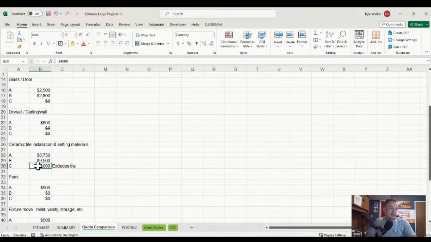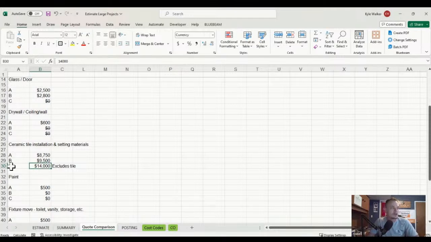Now looking at theirs, that one stands out: 8,750 to 9,500, $750 for a full bathroom worth of tile. That's not that much. I mean, it's a lot of money, but it doesn't stand out like, oh my gosh, that's a big difference, whereas 8,750 to 14,000, that's a lot of money. You're at $5,250 for a cash difference there.